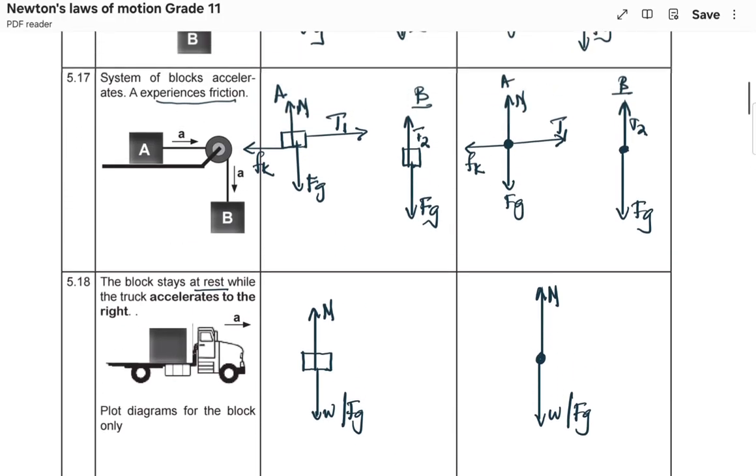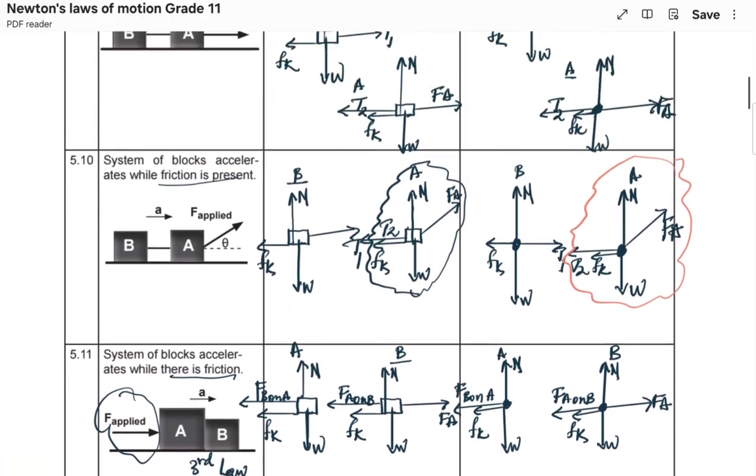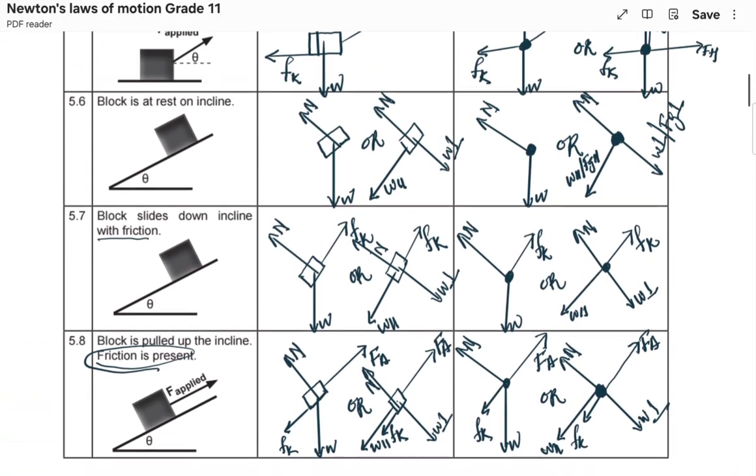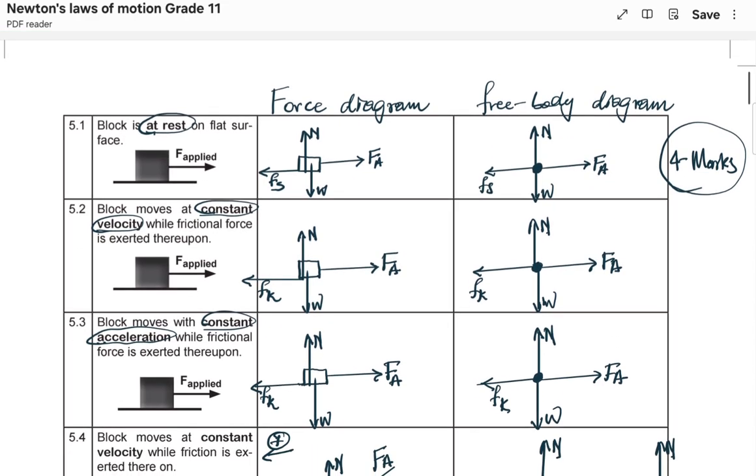Okay, thank you very much. That was a long session for drawing the free body diagram. I hope this will help us. Okay, thank you very much.